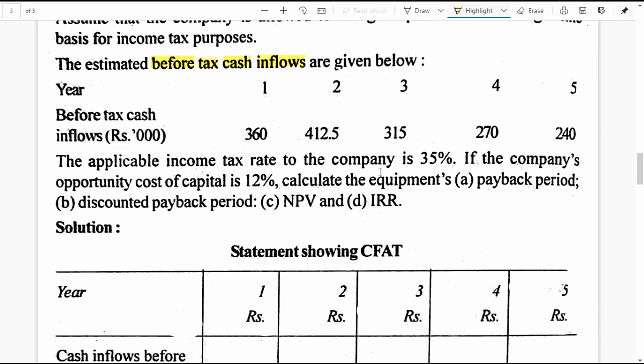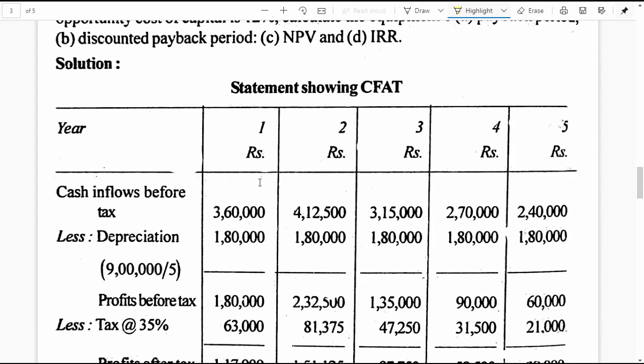So in the problem, the tax rate is 35%, the discount rate is 12%. We are asked to calculate payback period under traditional method, then discounted payback period, NPV and IRR of the drying equipment. Let's get into the calculation.